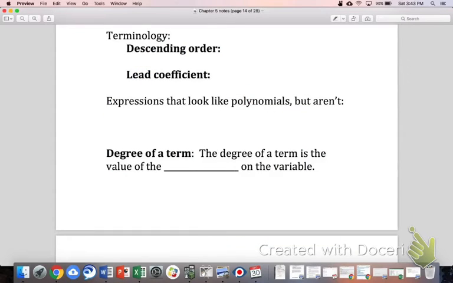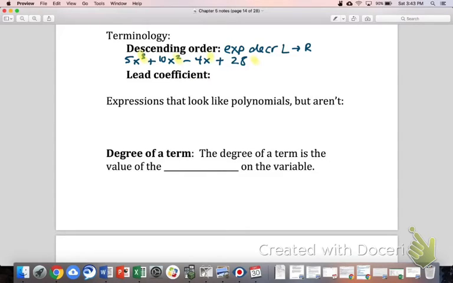A couple of terms we want to be familiar with. First one is descending order. This is referring to the exponents decreasing from left to right. So an example of descending order would be something like 5x to the third plus 10x squared minus 4x plus 28. You can see that the exponents go 3, 2, 1, and then 0. So that's descending order. That's not always required, but it's very useful and in the near future really will be required.